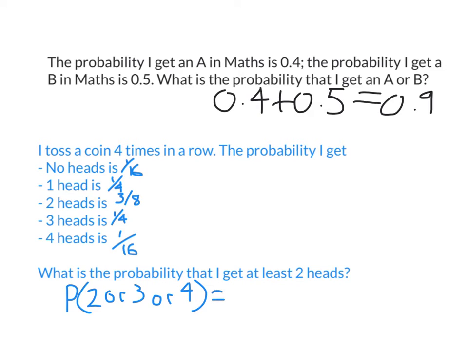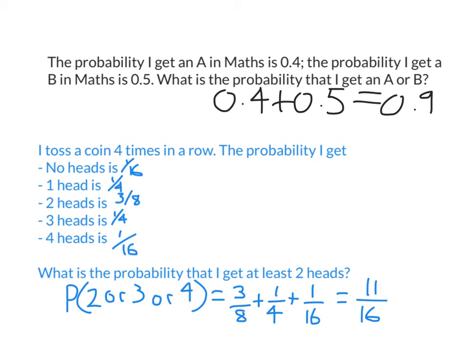So, because these events are mutually exclusive, the probability this or this or this happens, I can just add together their probabilities. I can just add the probability of 2 heads to the probability of 3 heads to the probability of 4 heads. And that just gives me 11 over 16. So knowing about mutually exclusive events made this calculation so much simpler.